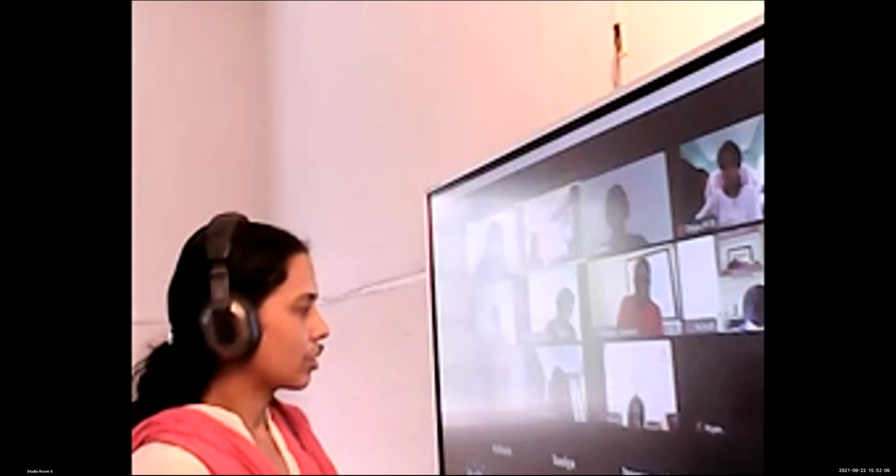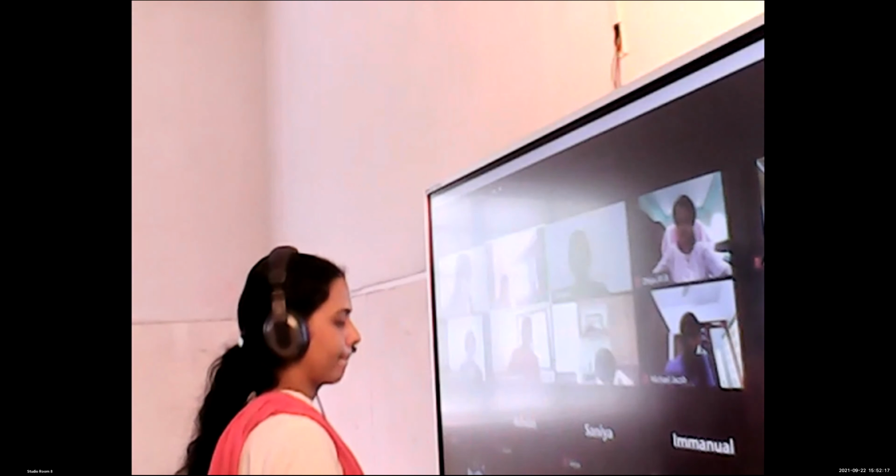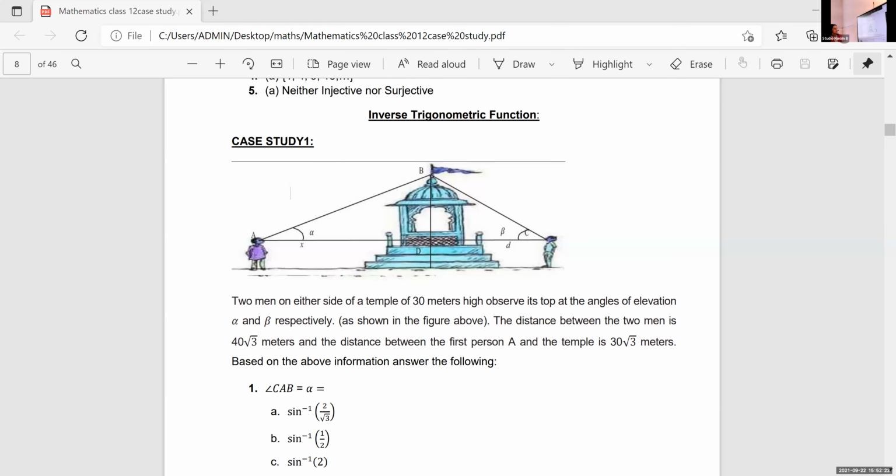Inverse trigonometric functions. Okay, we are going to do a few more questions from inverse trigonometric functions. So let's do one case study question from inverse trigonometry. This is a case study question given by the CBSE.